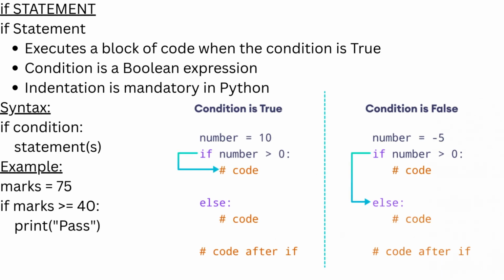The if statement is used to execute a block of code only when a condition is true. Python first checks the condition written after the if keyword. If the condition is true, the indented block of code is executed. If the condition is false, the code inside the if block is skipped. Indentation is very important in Python because it defines the block of code. The if statement is commonly used in programs like pass or fail checking.